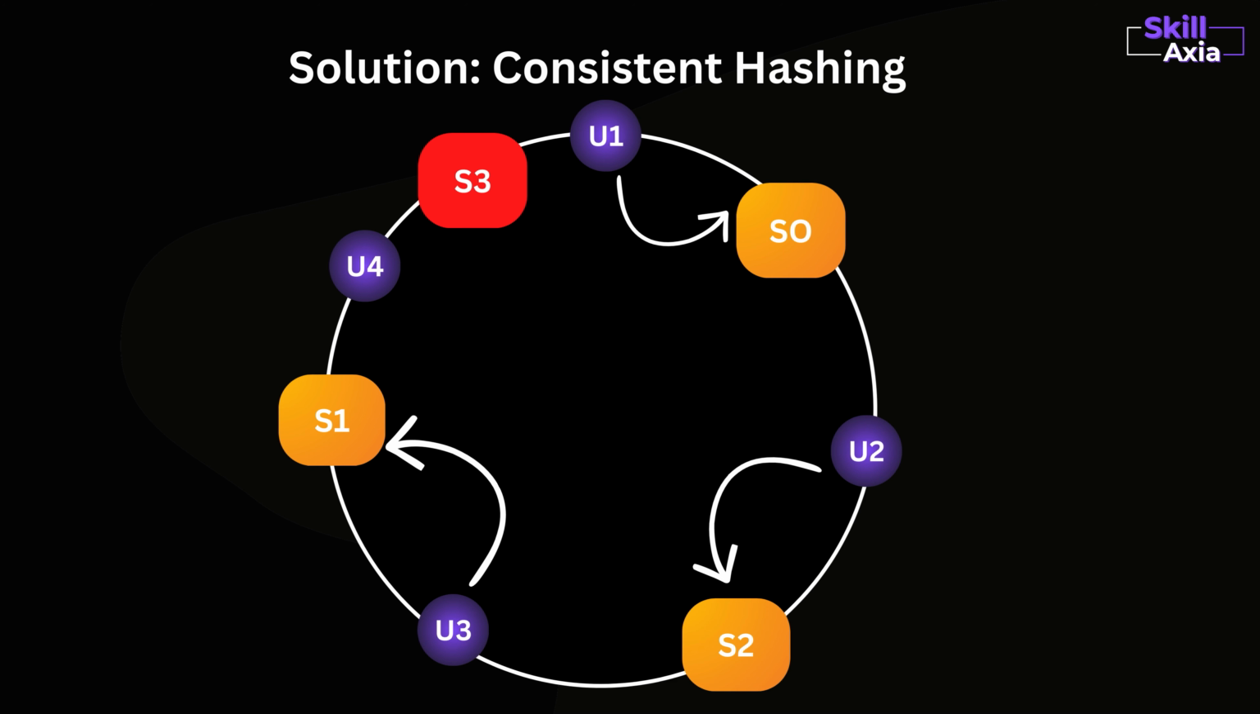Another case is we are removing a server. We are removing S3 from the ring so that U4 is mapped to server S0. Because if S3 is not there, S0 is the first server U4 encounters in the clockwise direction. Here also, other than U4, no other request is required to be remapped.